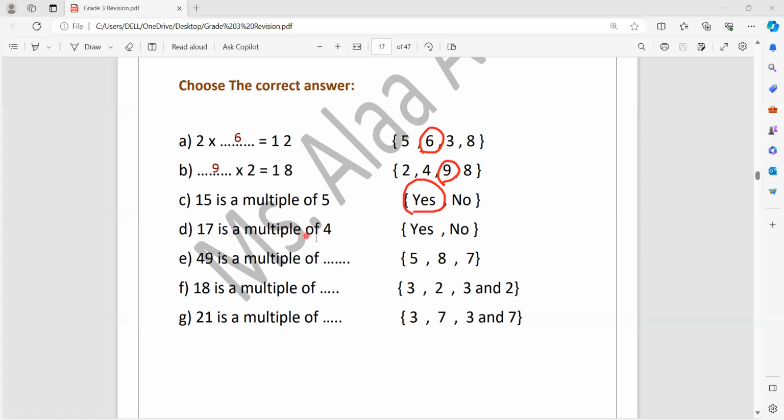17 is a multiple of 4. Do you have number 17 in timetable 4? Say timetable 4. We have 4, 8, 12, 16, 20. So can you find 17? Of course, no. So we don't have 17 in timetable 4. This means that it's not a multiple of 4.